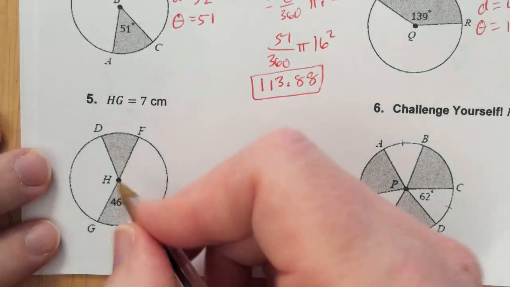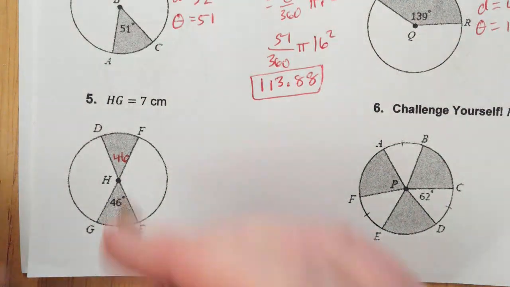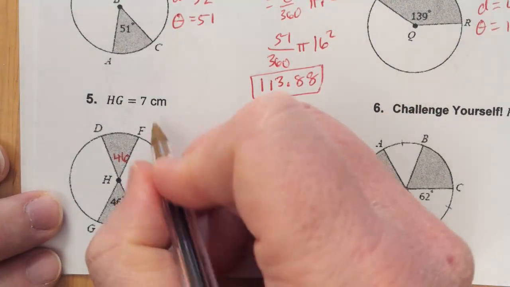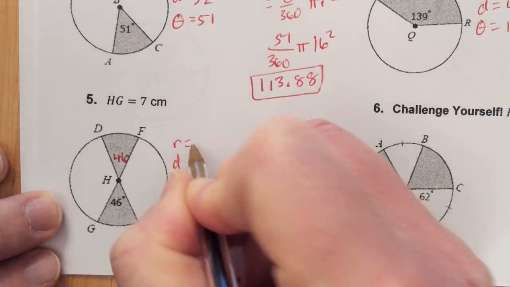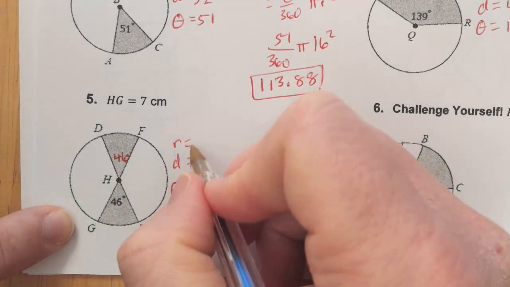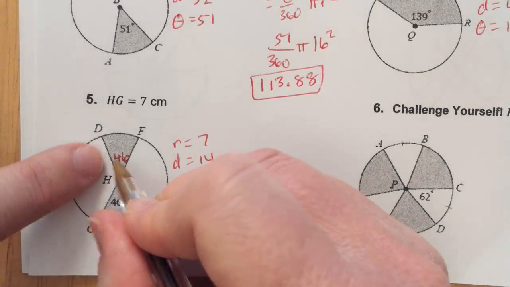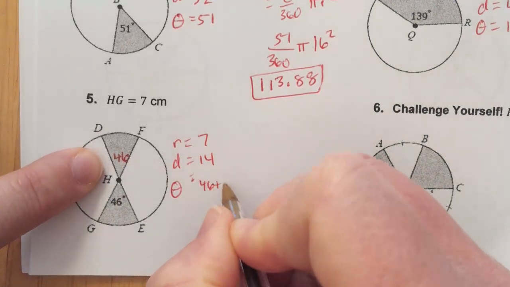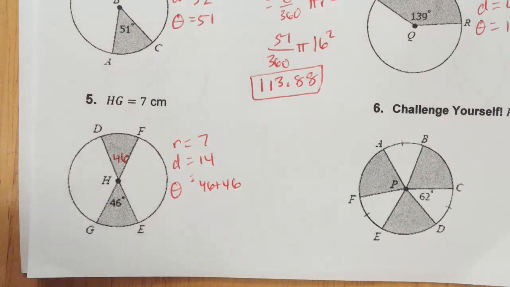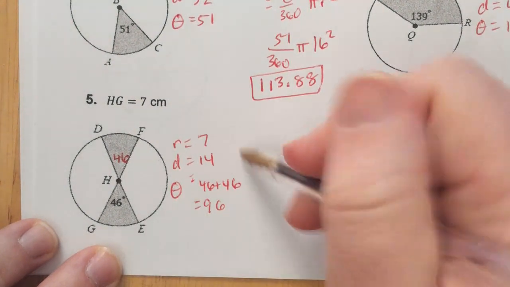All right, keep going. Okay, so once again, we're doing the shaded region. So this is 46 and this is 46. So all of our shaded region would be those put together. So radius, diameter, and theta. So H to G. Here's H, here's G. That's our radius because that's center to the edge. So 7, our diameter would be 14. Our theta would be, we have 46 here and 46 here. We put those two together, 46 plus 46, and we get 92. So our theta is 92.